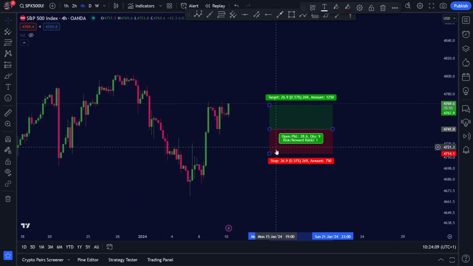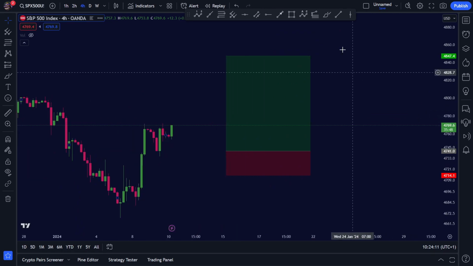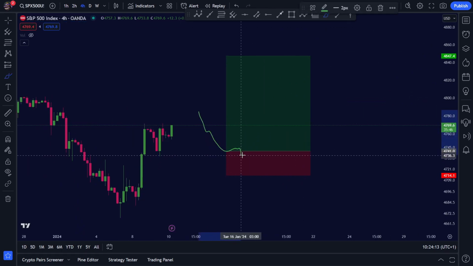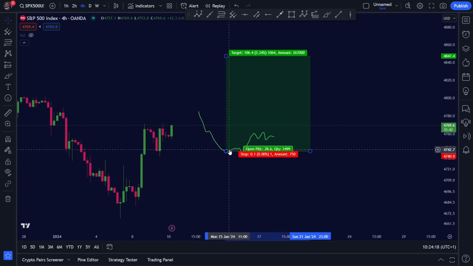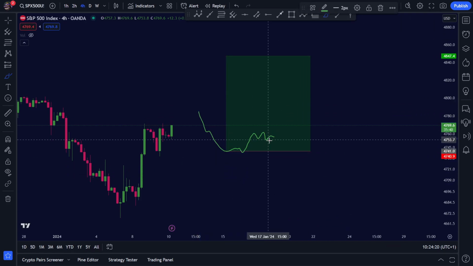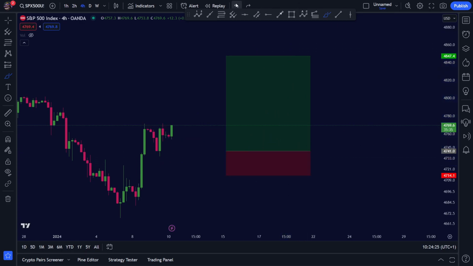So let's say you have a long position and you have a target like this, and price comes down and bounces up, and it goes sideways. Then you move your stop to break even. So even if price never goes to target and you just get stopped out, you haven't lost anything. And you can just move on to the next trade.